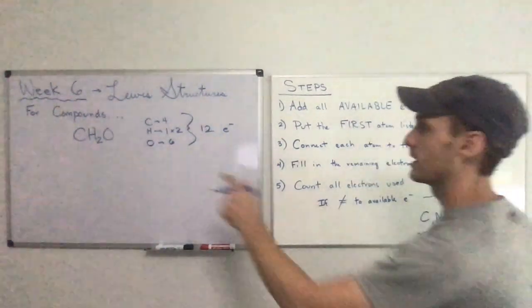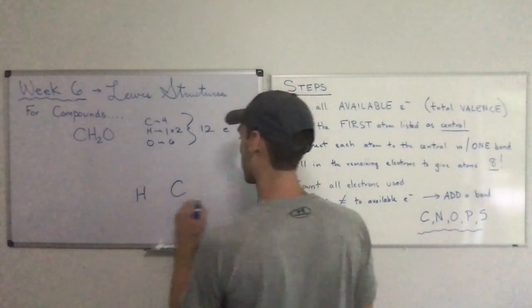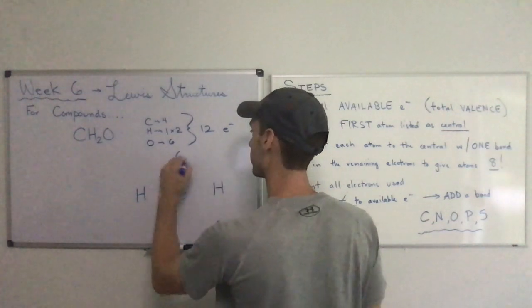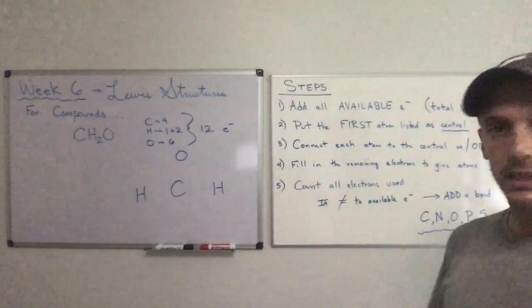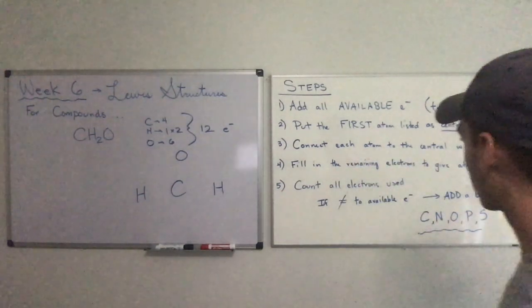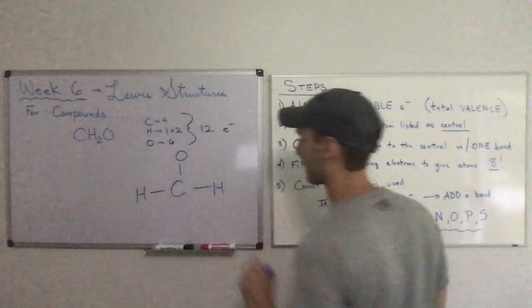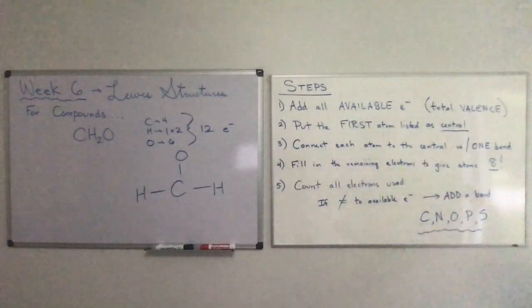First atom as the central, so I'm going to put carbon here. I'm just going to put the hydrogens on either side and the oxygen up top. Again, doesn't really matter how you arrange them. Connect each atom to the central with a bond, okay? And then fill in the remaining electrons.